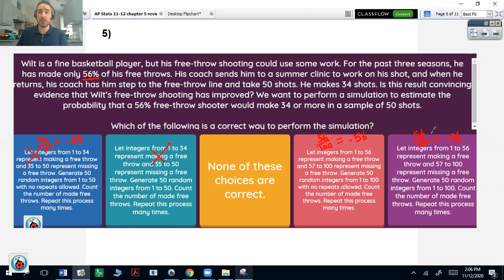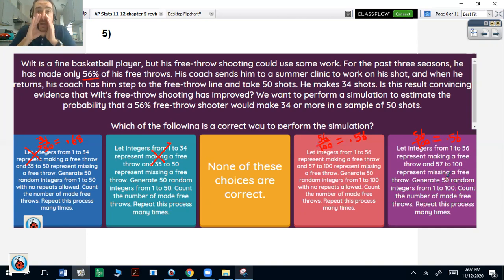The only difference is one talks about repeats or not. It says generate 50 random integers from 1 to 100 with no repeats allowed. Count the number of made free throws. Repeat this process many times. Versus generate 50 random integers from 1 to 100. Count the number of made free throws. Repeat this process many times.